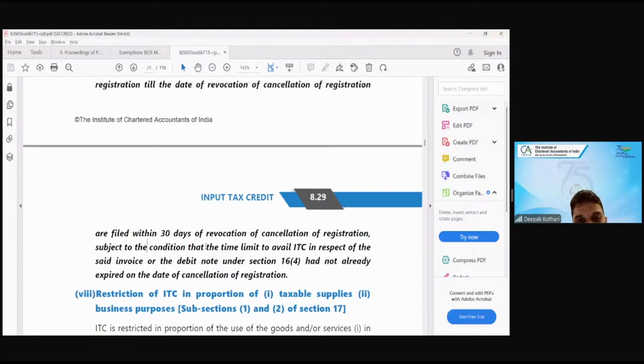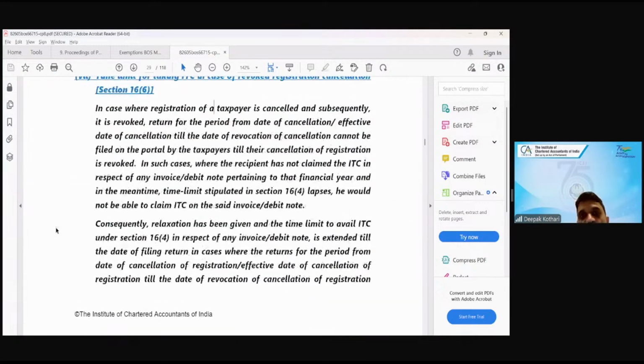Time limit for RCM. How many years we can revoke registration? Within only 6 to 9 months. Yeah, after that you cannot revoke. हम registration में देखेंगे कि time limit है 6 months and that can get extended to 9 months. Sir, so why they added the condition that time limit on 16 will not lapse? Yeah. So whatever revocation is done, within 1 month of revocation you can claim it. But it is subject to the condition that the time limit to avail ITC in respect of the said invoice under 16 has not already expired. So you have to claim it within the 16 time limit.